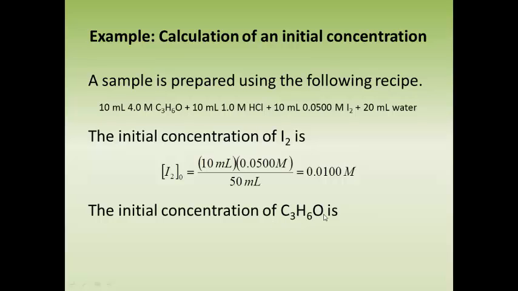Likewise, I could calculate the initial concentration of acetone by taking its volume times the concentration of the stock solution divided by the total volume of the solution. I get 0.8 moles per liter if I use 10 milliliters. Obviously, I would get twice that if I use 20 milliliters.